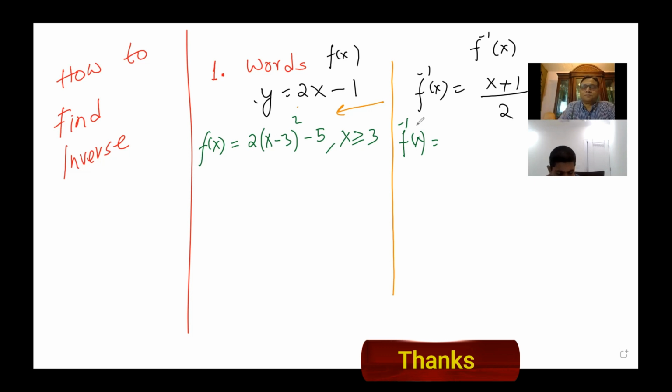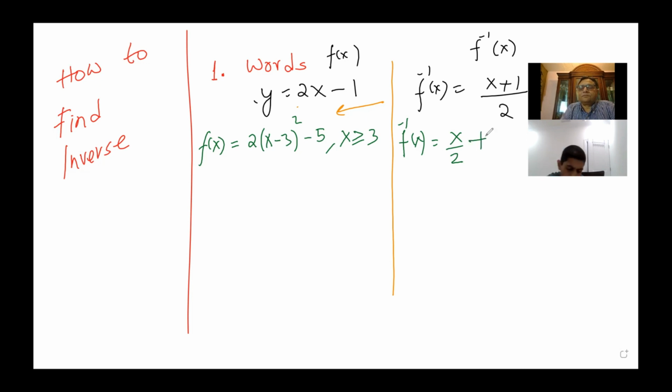f inverse of x equals x over 2 plus 3. That is wrong, correct? Okay, let's look into it. Wait.